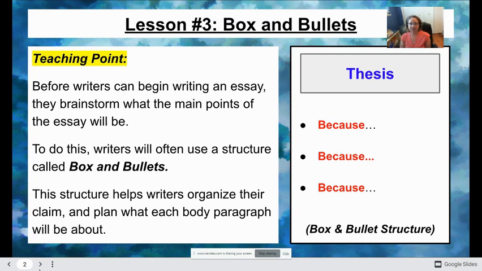All right, so our teaching point today is that before writers can begin writing an essay, they often brainstorm what the main points of the essay will be. And to do this, often they use a structure called a box and bullets. And it's called a box and bullets because you have a box or your big idea, that's your claim or it's going to become your thesis. Then you have your bullets. These are your bullet points of why you think this. This is not text evidence of why you think this. These are just big ideas about why you think this.